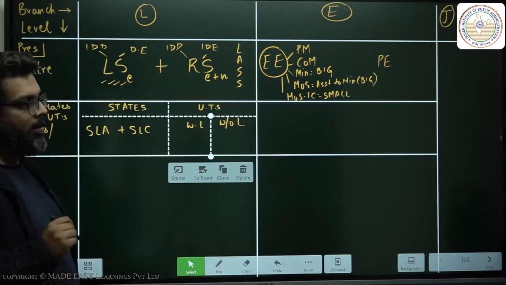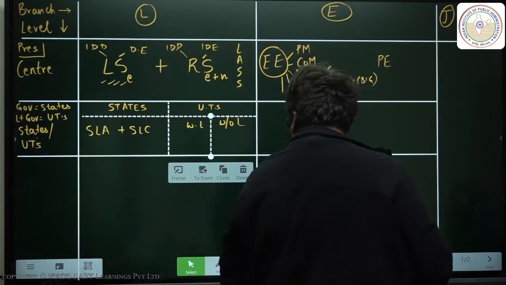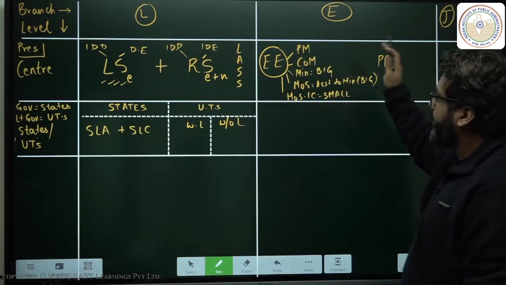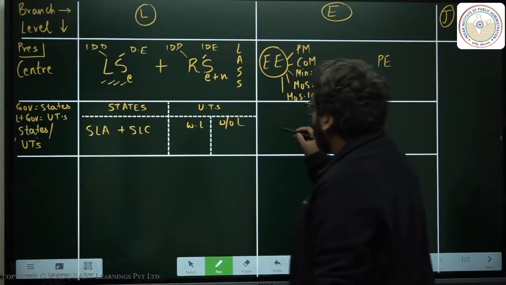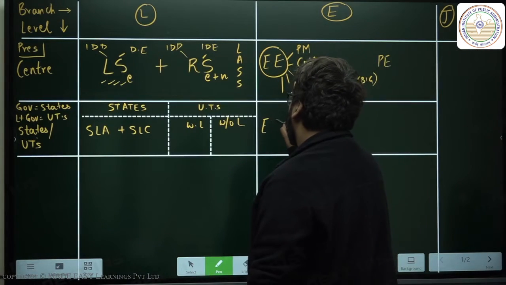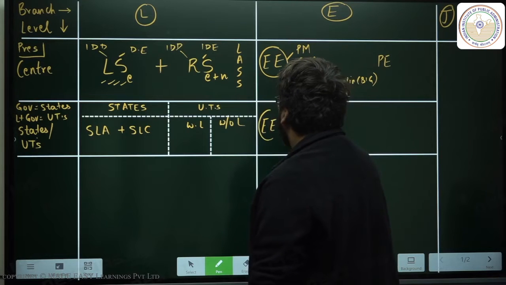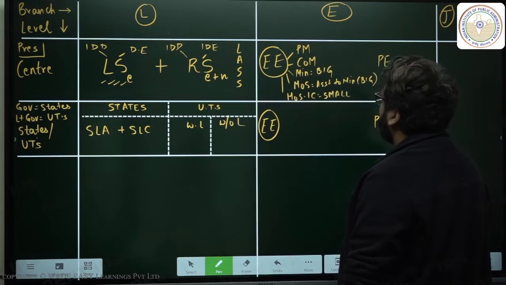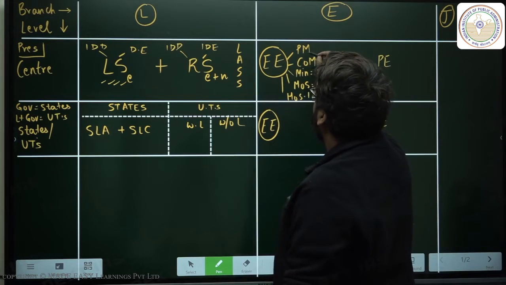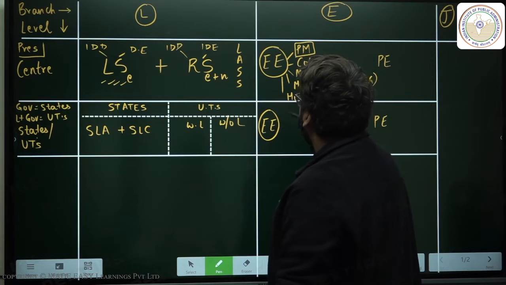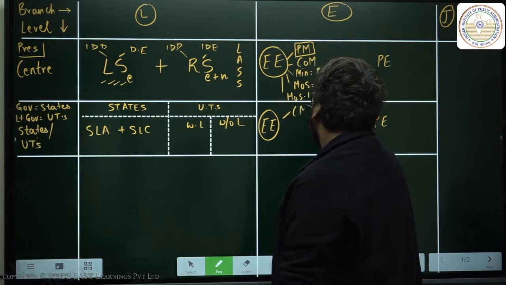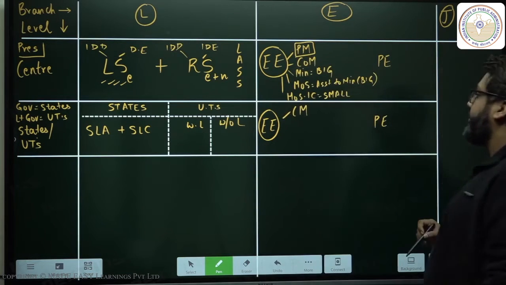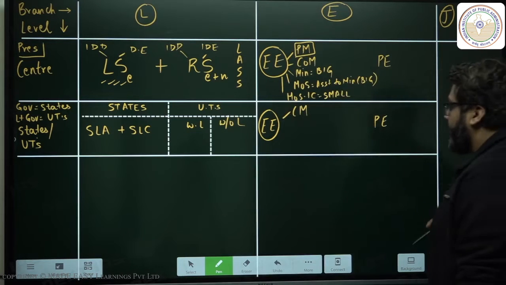Okay? Alright. Here, the exact same thing. Here also you have the elected executive and the permanent executive. The only difference here is you have the CM. Here you have the Chief Minister. That's the only difference. Rest is more or less the same.